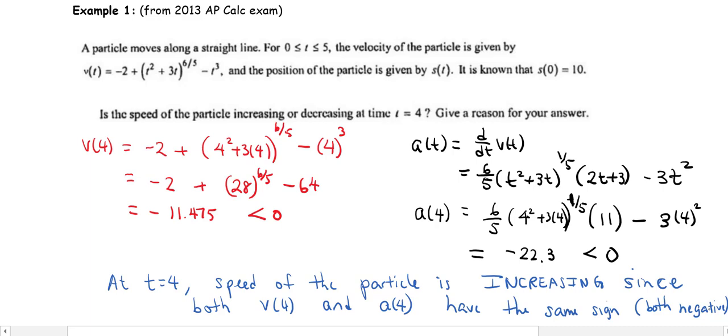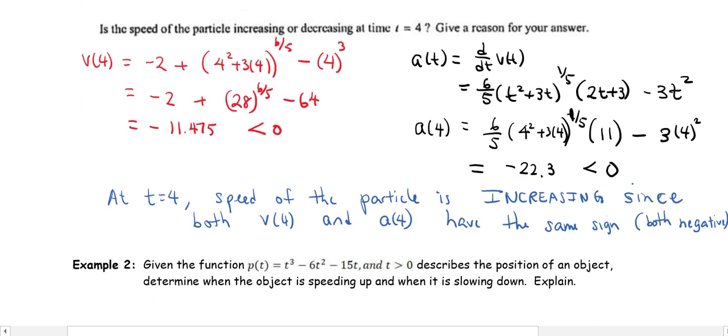Okay? And that's how you give a reason for your answer. So don't just tell me it's increasing. Here is the reason why. Okay? So once again, speeding up, slowing down, you need both things. You need velocity, you need acceleration, and then you just have to figure out where the signs are the same, that's speeding up, where they are opposites, it's slowing down.